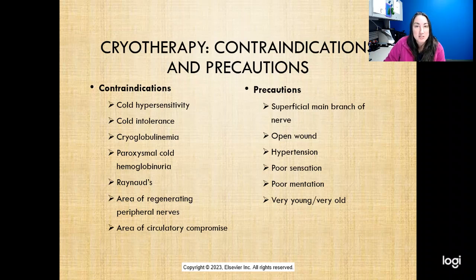Hypertension, so that's just going to be dependent upon the patient and if they're having symptoms at that time. When you cause vasoconstriction, it increases the blood pressure. If you're just doing it in one area, like a hand, that's one thing. If they were going to do an ice bath or something more extreme, it may not be safe. So that's why it's a precaution and not a contraindication. You have to use your own judgment to decide if it's safe or not.